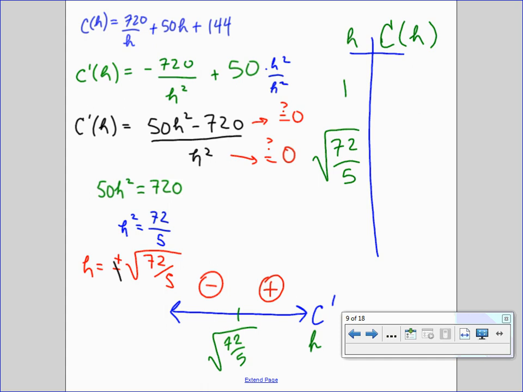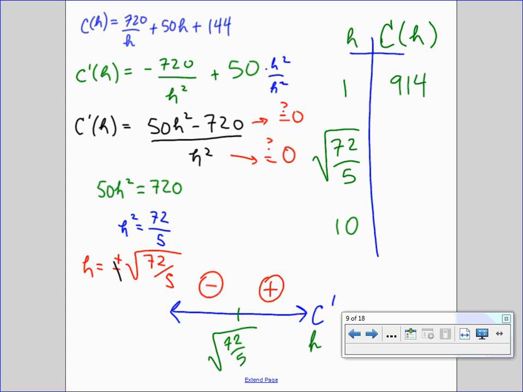What would be something to the right of that that might be easy to evaluate? Well, we did 6 last time, and that worked out okay. It looks like we could do anything though, because it's 720. So maybe 10 would be easy to evaluate. Let's try. Ready? When I plug in 1 into C of H, I get 720 plus 50 is 770, 870, 910, 914. So I'm getting about 914.